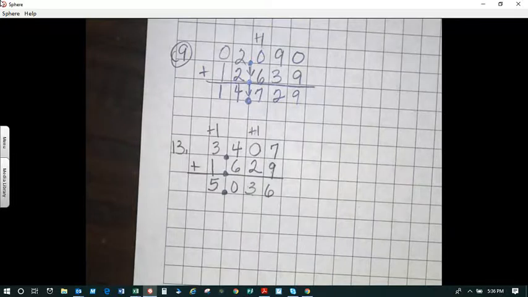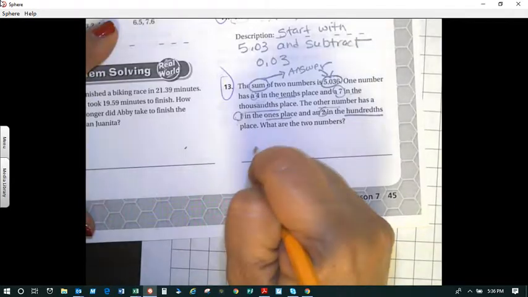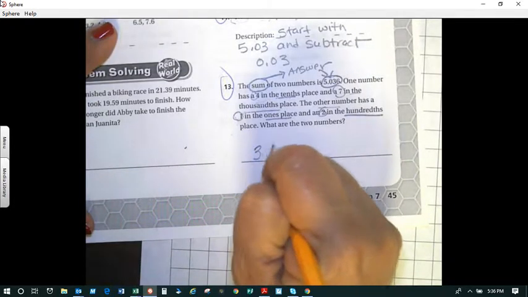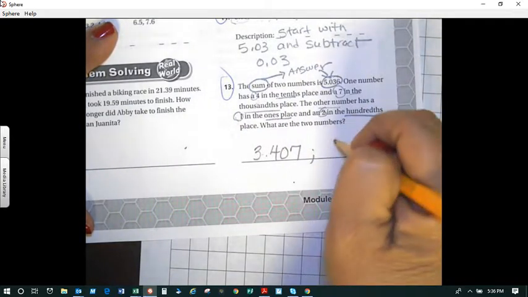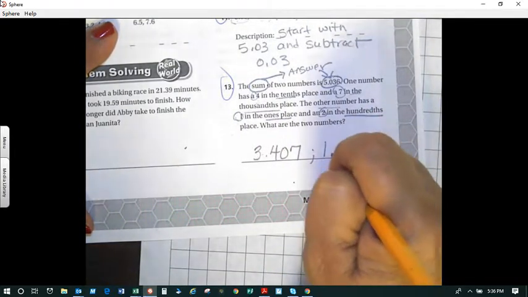Maybe I should create a station for that, because I think that would be really great practice on place values. So we have here, it's 3 and 407 thousandths for one number, and the second number is 1 and 629 thousandths. All right, that was fun.